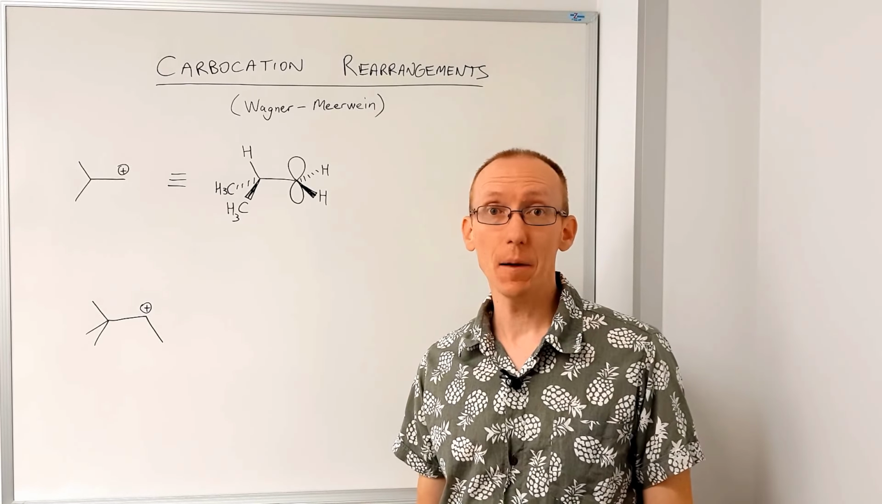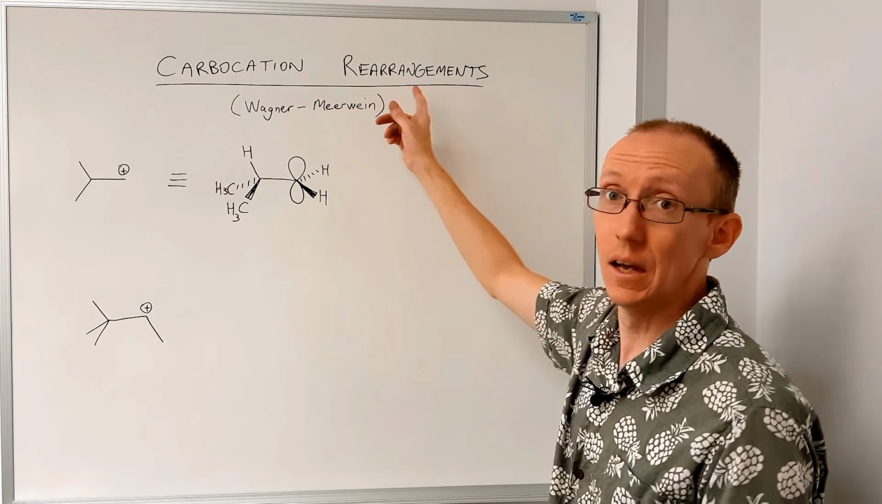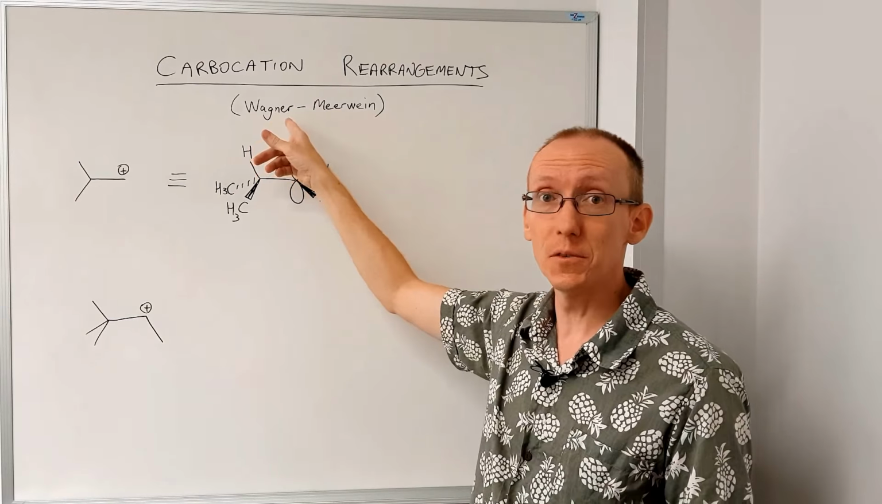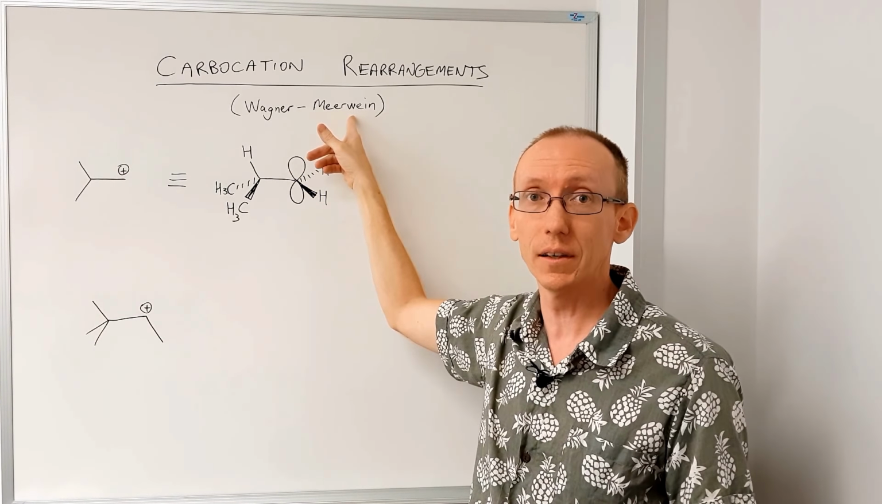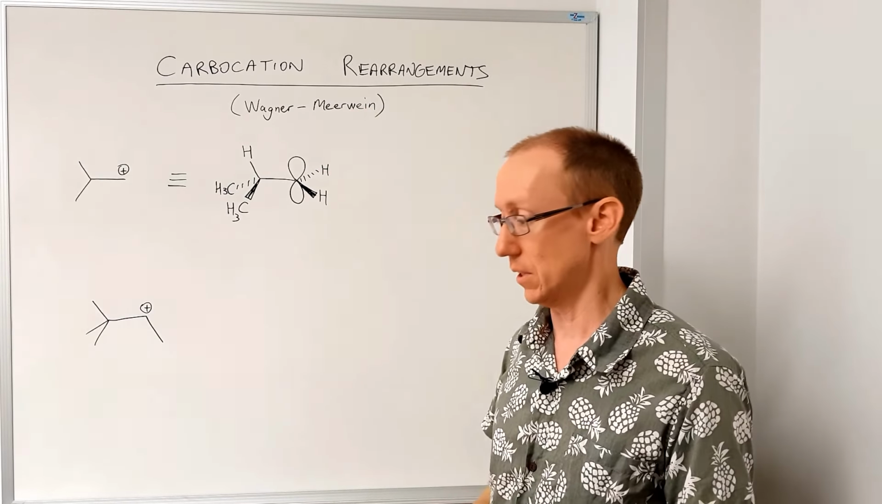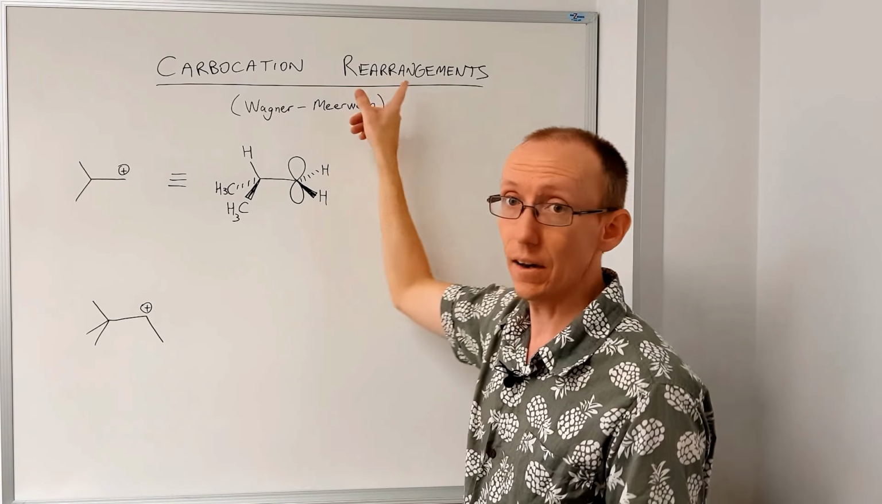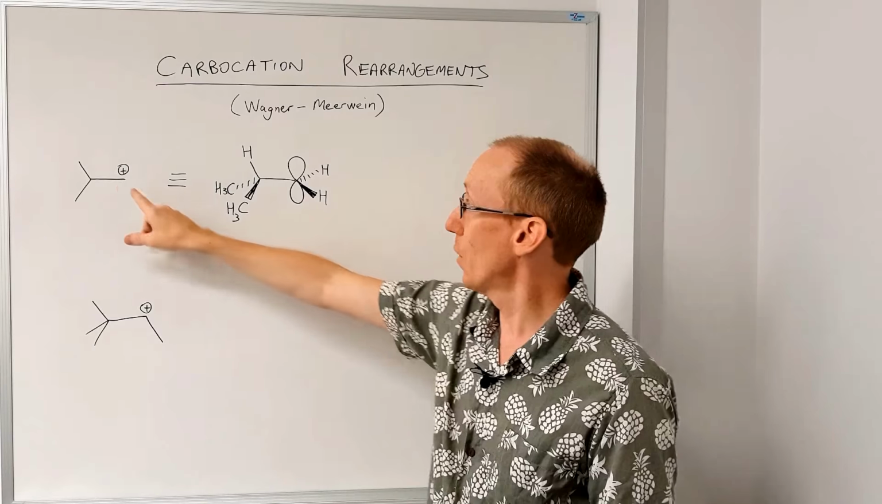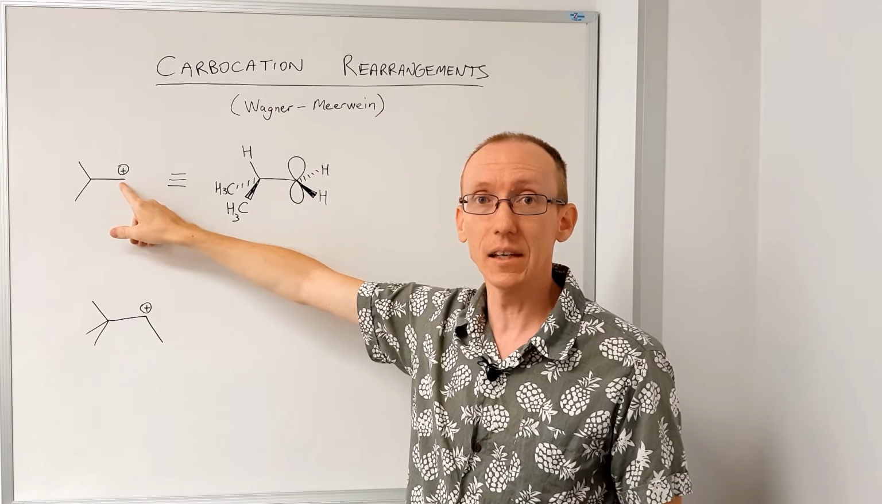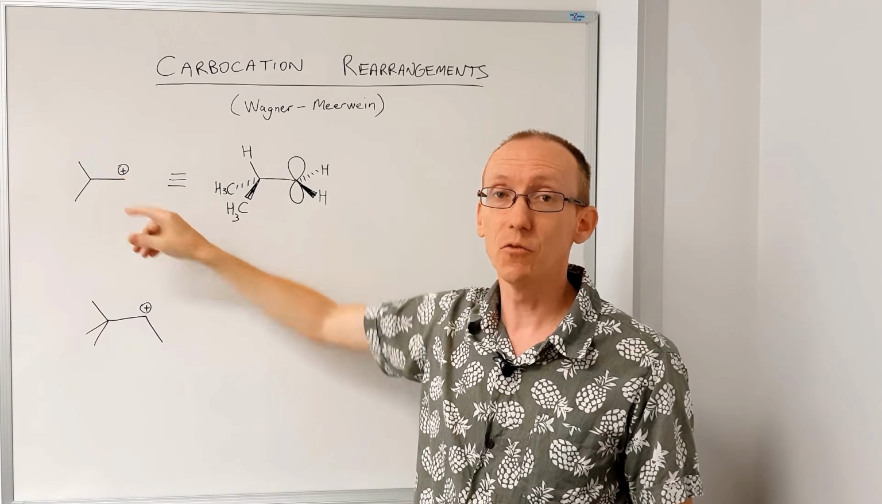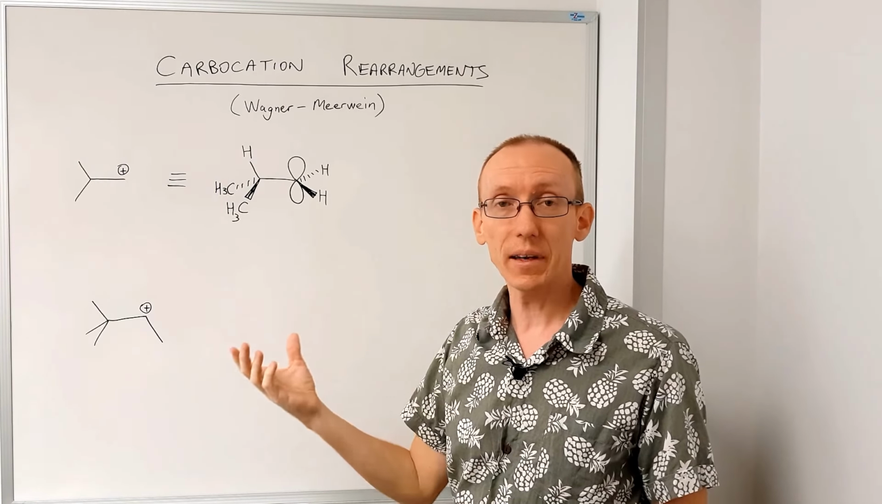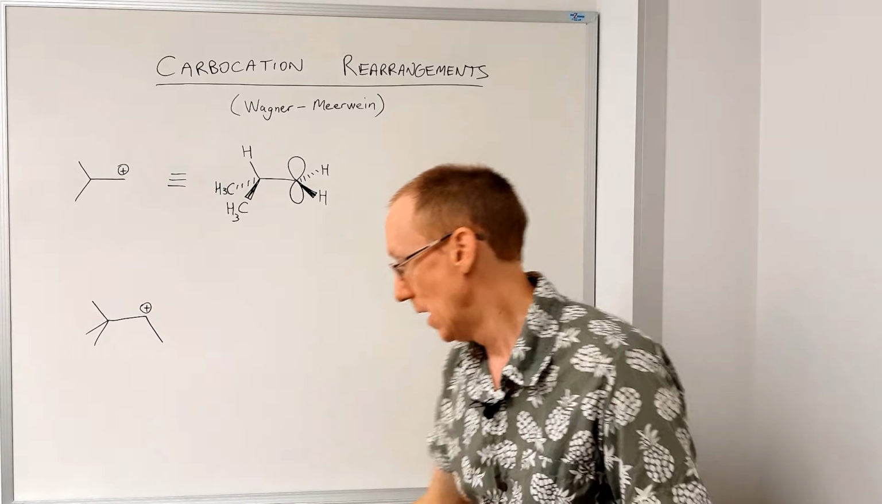Today's topic is carbocation rearrangements, and you may find these described as Wagner-Meerwein rearrangements, although the textbook that we use, Klein, doesn't refer to them as this. So carbocation rearrangements are where we have a carbocation that is not, well, all carbocations are not very stable, but it can rearrange to a new carbocation that's more stable.